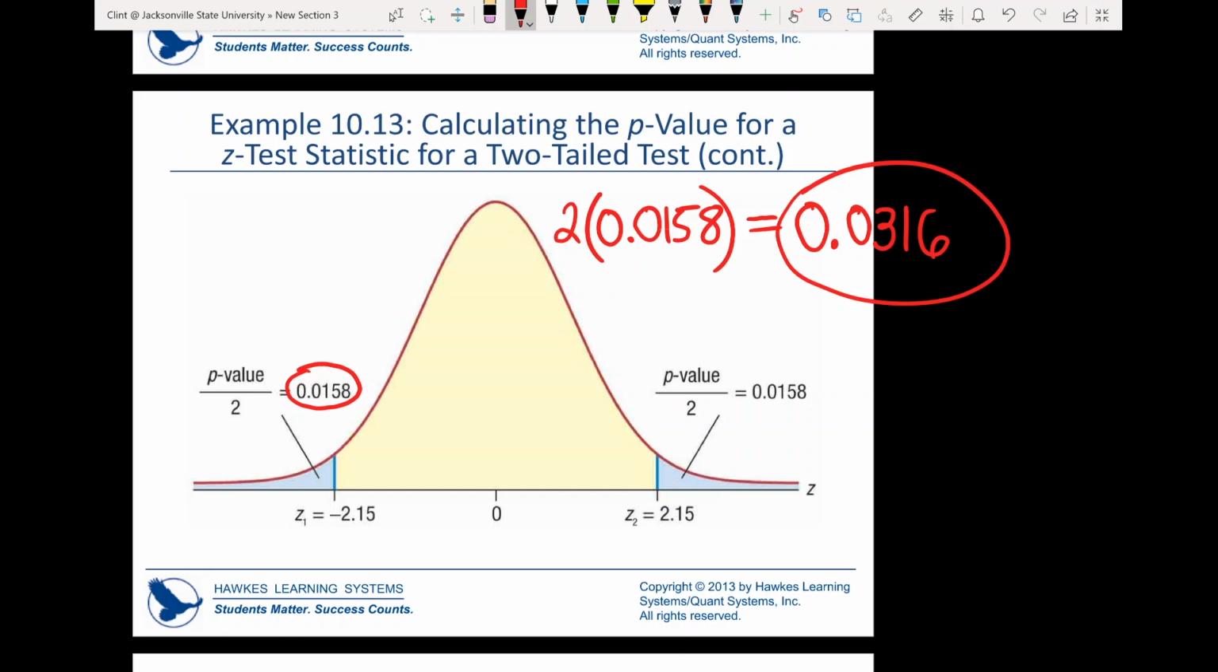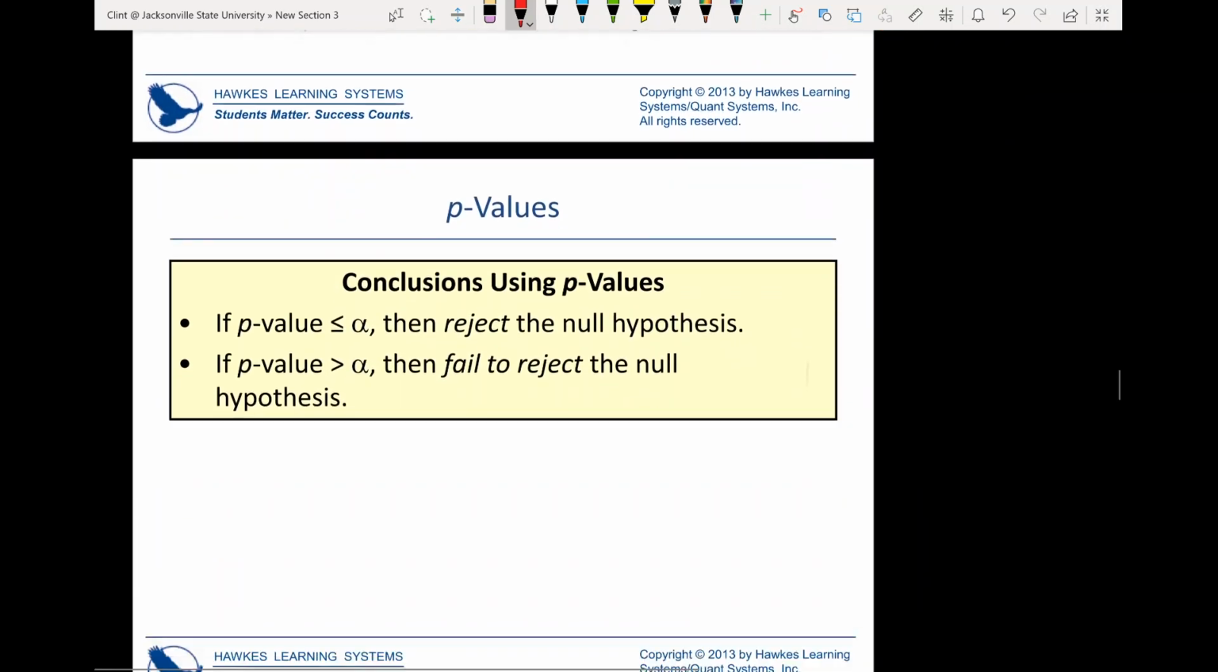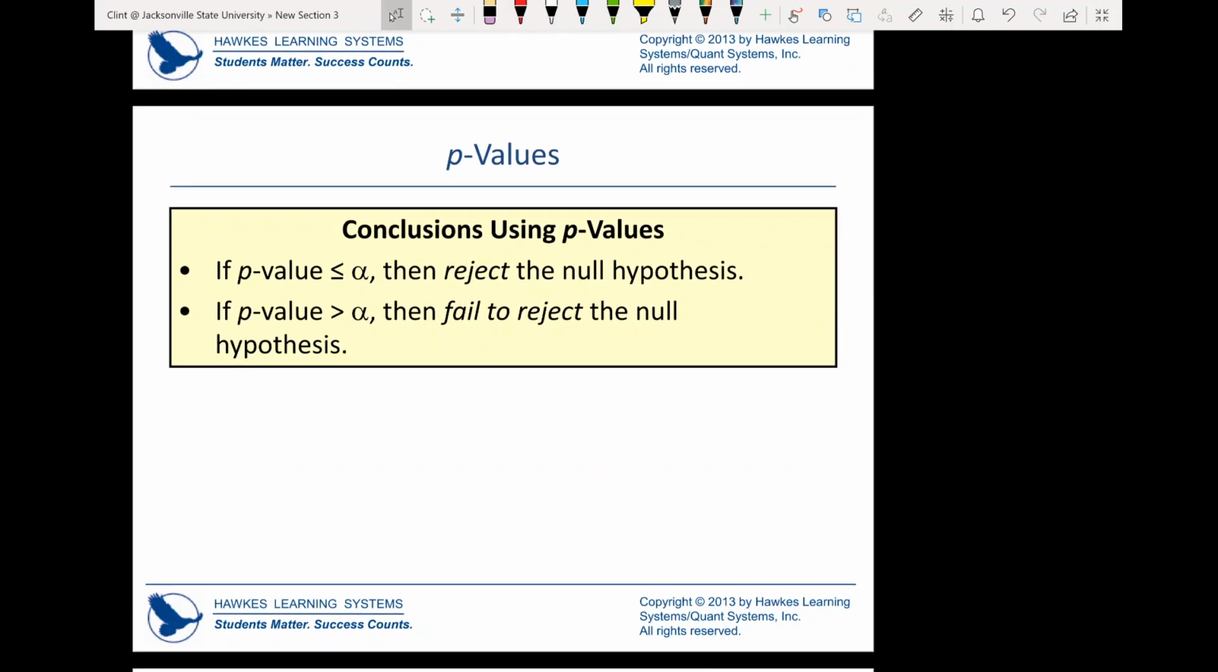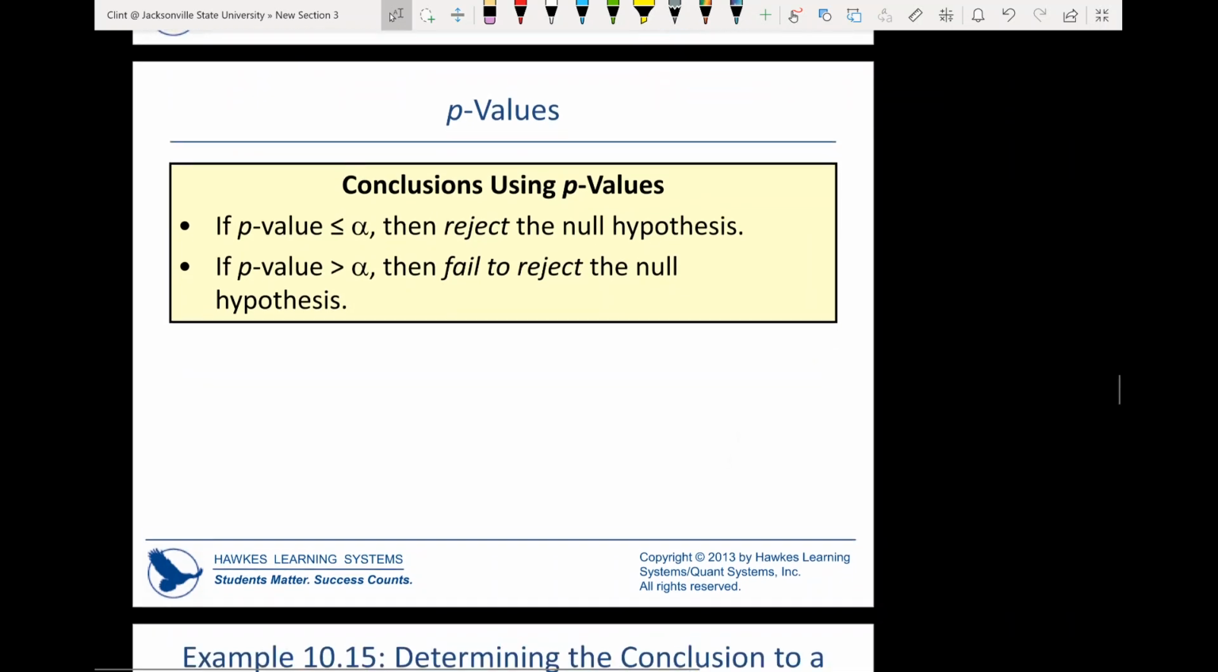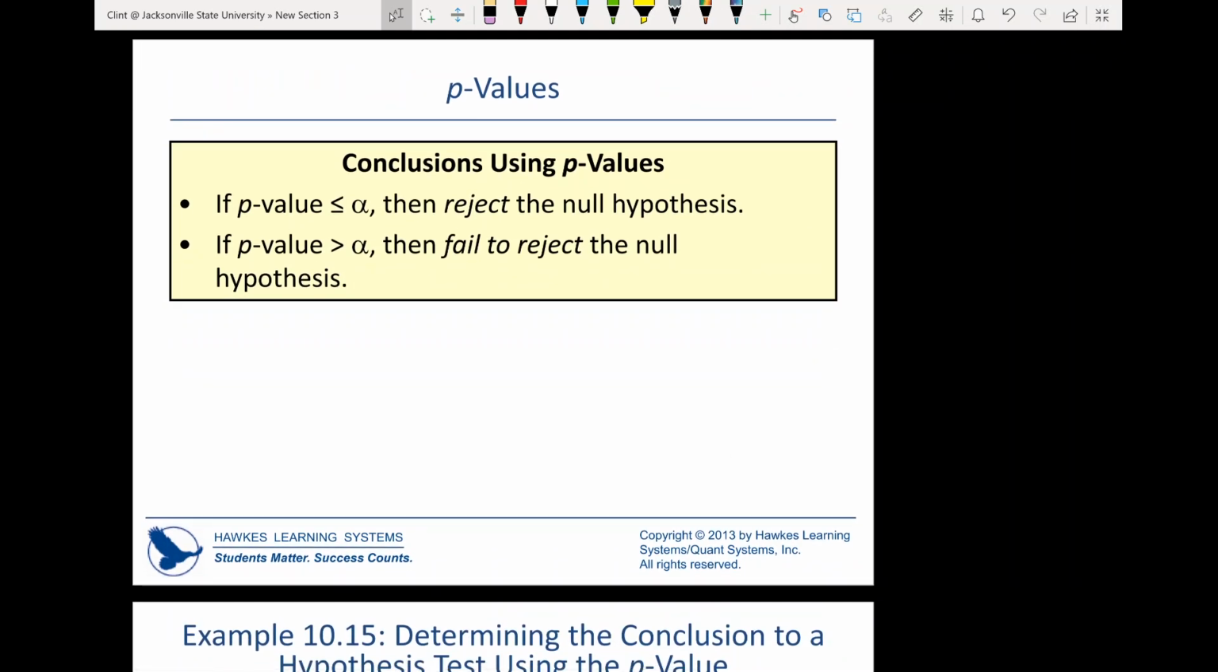of our hypothesis test? Remember, we have 2 possible conclusions. We either reject the null hypothesis or fail to reject the null hypothesis. Well, we do that by comparing this p-value we found with our alpha, our level of significance. Okay? And our rule says if our p-value is smaller than alpha, smaller than our significance level, then we reject the null hypothesis. Okay? So less than or equal to alpha. If our p-value is greater than alpha, then we fail to reject the null hypothesis.